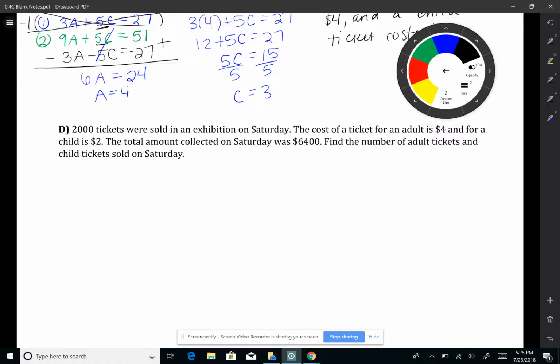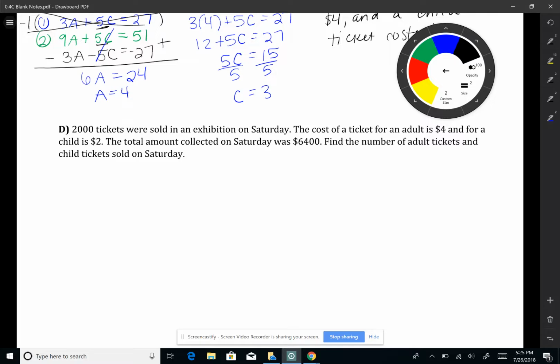Okay, we're back for our last example. Now, this one you might want your calculator for because we have some big numbers. Here it is. 2,000 tickets were sold in an exhibition on Saturday. The cost of a ticket for an adult is $4 and for a child is $2. The total amount collected on Saturday was $6,400. Find the number of adult tickets and child tickets sold on Saturday.